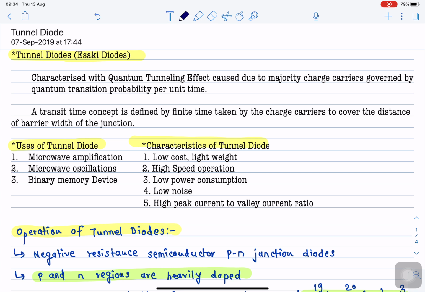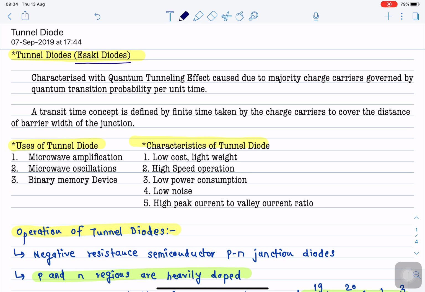So tunnel diodes are specially used semiconductor microwave devices. They are used for a variety of different applications, typically the amplification of microwave signals, and they are also used as a source of microwave frequency. So tunnel diodes are sometimes also known as Esaki diodes.